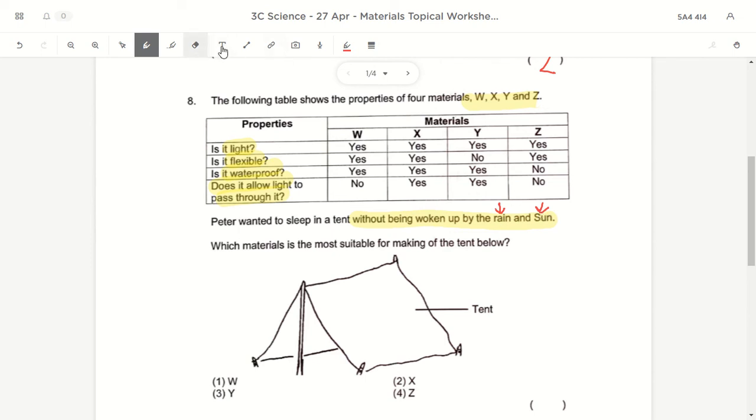So if I want to avoid the rain, let's look at the first clue here. If I don't want to be disturbed by the rain, it means it has to be waterproof. Because if it's waterproof, the water will be kept out of the tent. I won't be disturbed by the rain. I can still continue to sleep. I don't want to be disturbed by the sun, which means it doesn't allow light to pass through.